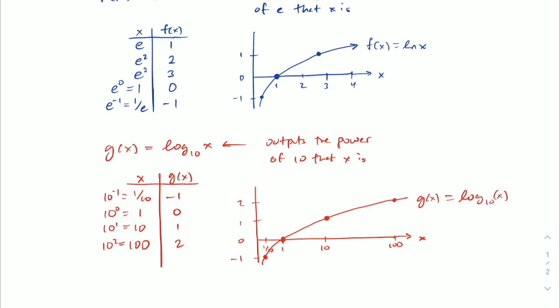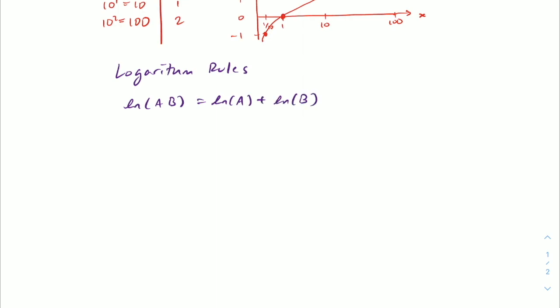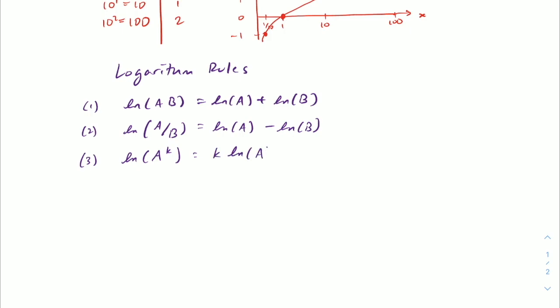All right, so now let's talk about some properties of logarithms, or logarithm rules. The first rule is the natural log of a times b is the natural log of a plus the natural log of b. The second rule is the natural log of a over b is the natural log of a minus the natural log of b. And the third rule is the natural log of a to the power k is the same as k times the natural log of a. And these rules work with any logs.